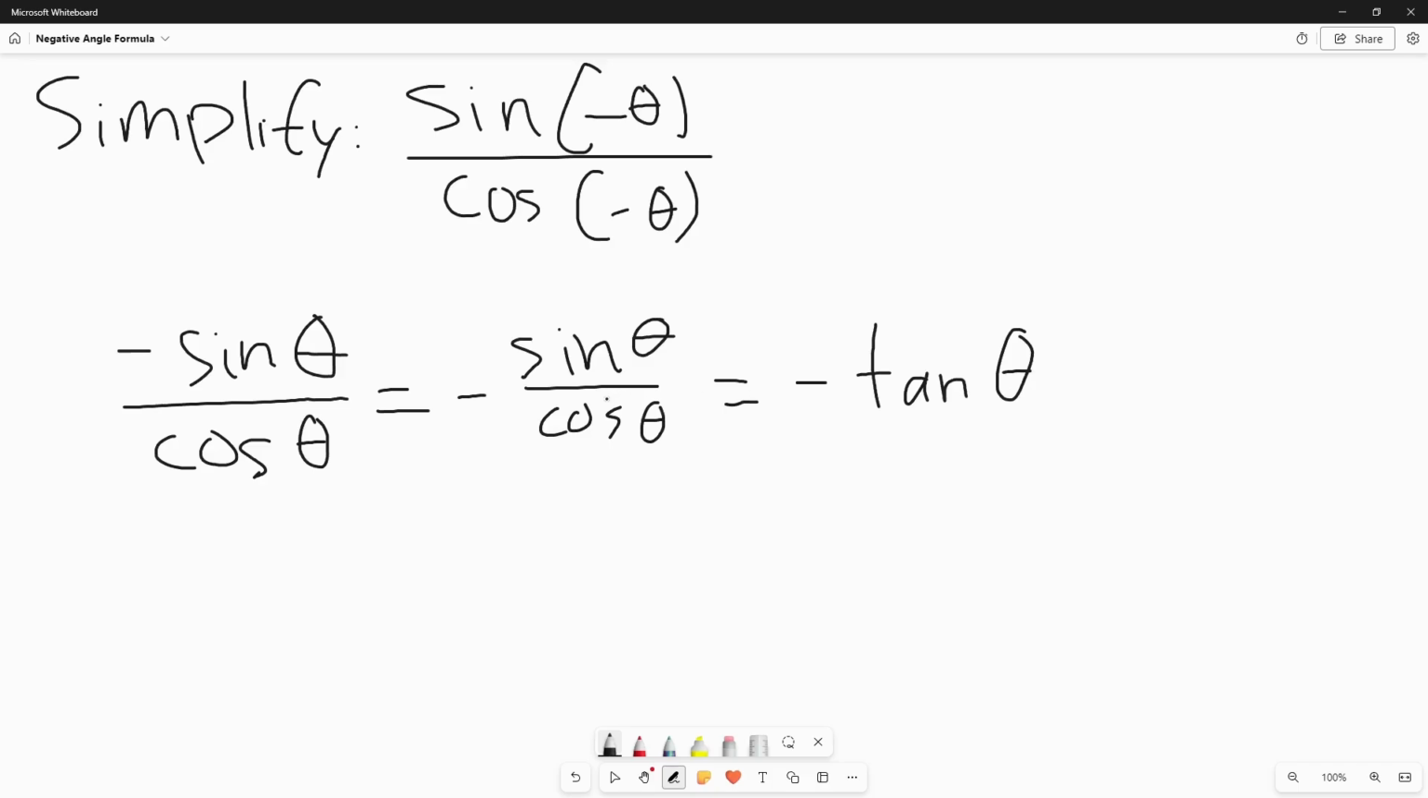But another way to do this, which is arguably easier, is we can notice that the thing inside both the sine and cosine is the same, which is negative theta. So we can simplify this into tan negative theta directly. And we already talked about the negative angle formula for tan, and tan of negative theta is just equal to negative tan theta. And yeah, there are both ways to solve this problem, 2 very easy ways.